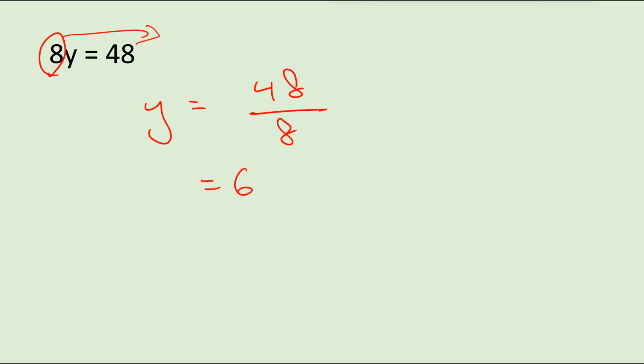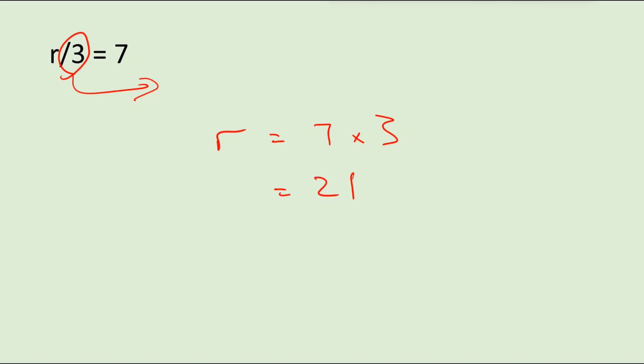So y equals 6. Likewise for division, r has been divided by 3. Take that 3 across the other side of the equals, and it's going to become times 3. So r is equal to 7 multiplied by 3. 3 sevens are 21. So r equals 21.